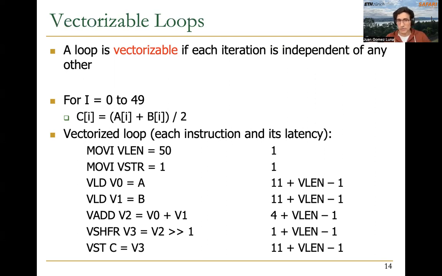Next, we shift right 1, which is the same as dividing by 2, as you know, and then we store the result in the corresponding addresses of vector C. One thing that I would like you to notice here is that some of these instructions take different amounts of cycles. For example, the first two take just one cycle, while the load and store operations take 11 cycles, and the addition takes 4 cycles.